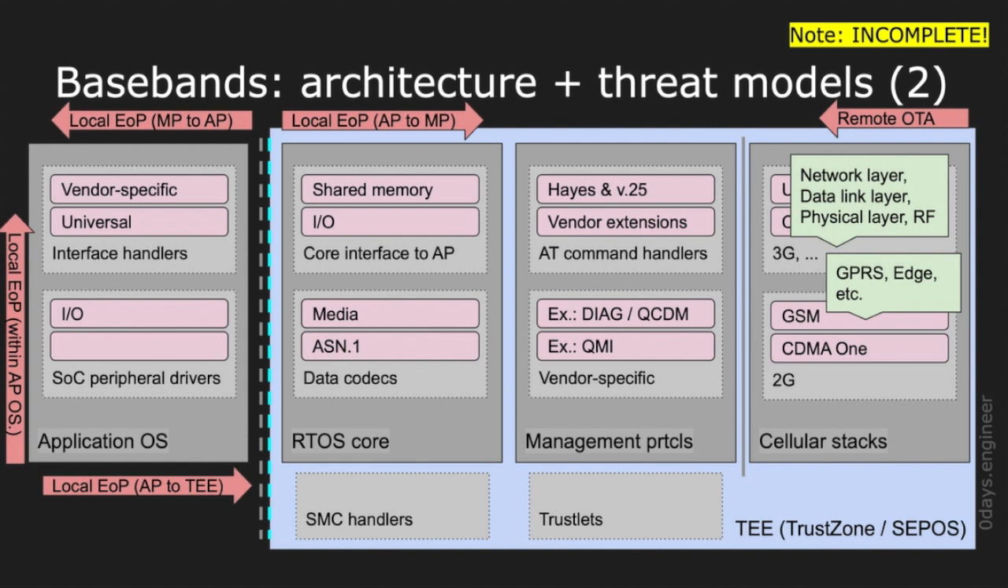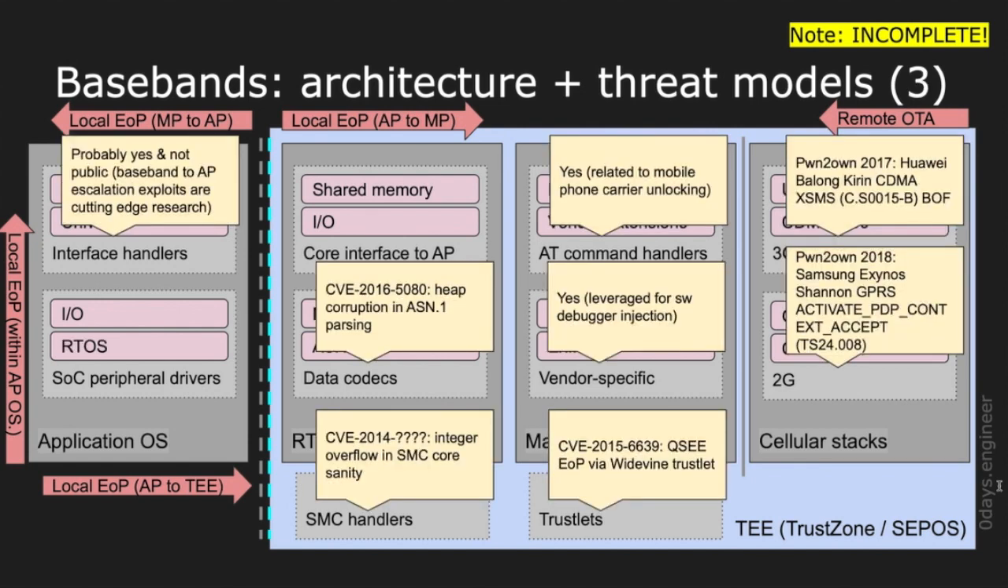On this diagram, I have also added some information about data codecs. I'm not sure if they are supposed to be in the RTOS core, because these things are directly accessible from the cellular stacks usually, especially ASN.1, which I have seen some bugs reachable from the over-the-air interface. On this diagram, I have shown some example of vulnerabilities. I will not discuss them in detail here, since it's not the point of the presentation. But at least the ones from the pound on, you can find the write-ups on the internet.